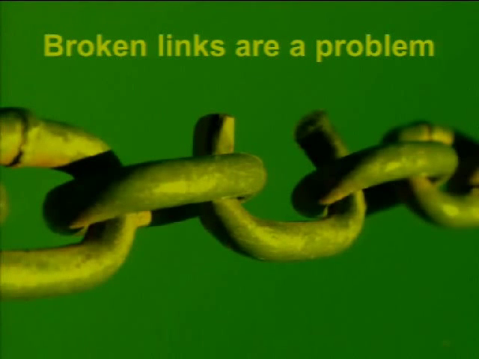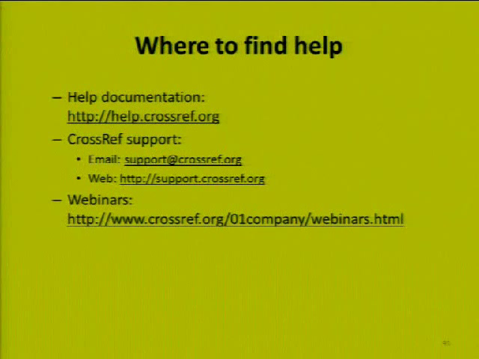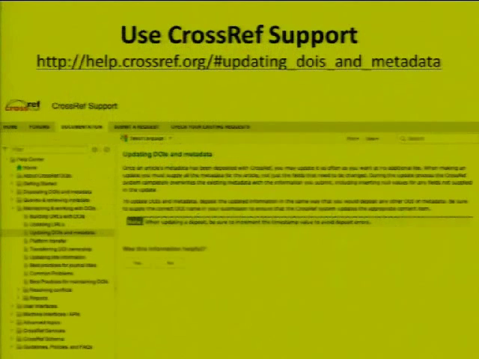It's the broken links. It's using the CrossRef DOI to help stop broken links within reference citations. And there is a lot of help within the CrossRef website. There's some emails for the CrossRef support. And also there are online webinars telling you how to use the system and how to maintain your DOIs. And that's the help as well for that.